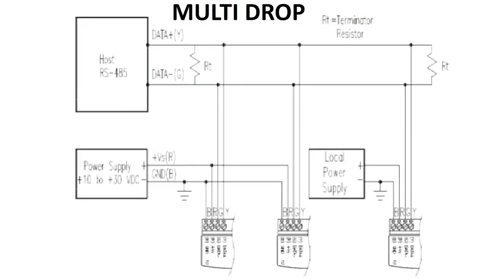Now, looking at the screen, you can see the three different devices are connected in parallel, or multi-dropped. They are called multi-drop because each has its own address, and this is how it looks.